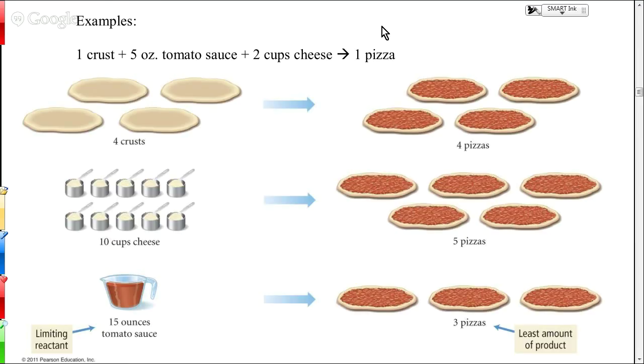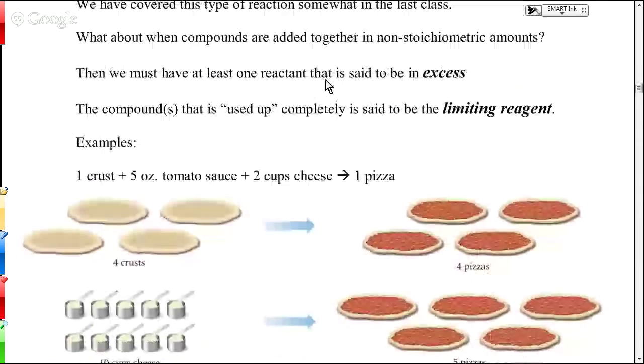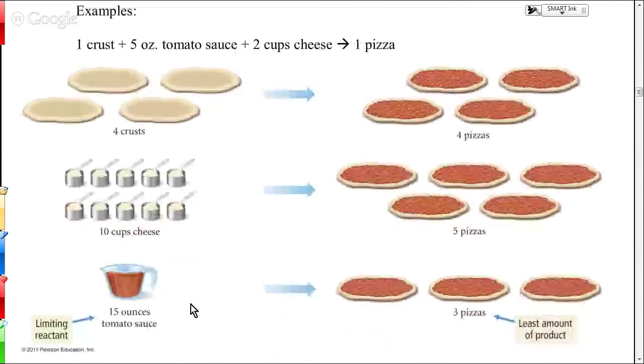So the same thing happens with molecules in a chemical reaction because they are counted in the same way that these things are counted. So when one of them is used up, it doesn't matter if there's more of the other ones. Those are not going to be able to react, and we say that the one that gets run out first is called the limiting reactant. Have you heard of this before? Have you heard these sorts of things before?